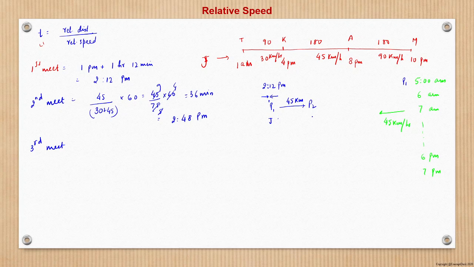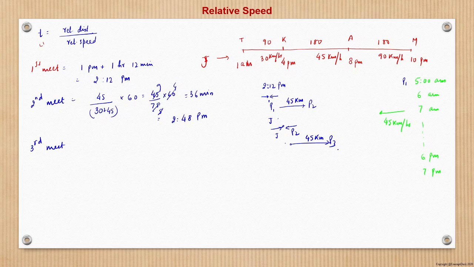Now, suppose at this junction, that is at 2:48, J and P2 meet. Just 1 hour behind that, P3 will be here. 1 hour means 45 kilometers, so just 45 kilometers behind P3, the third passenger train would be here.